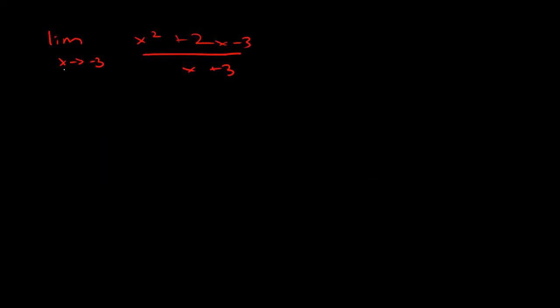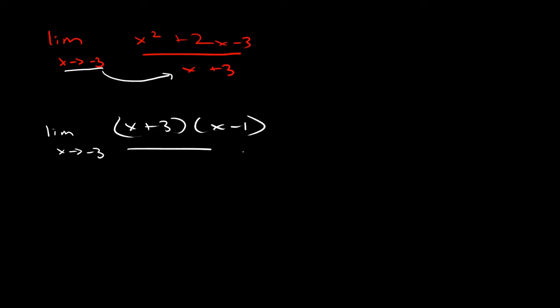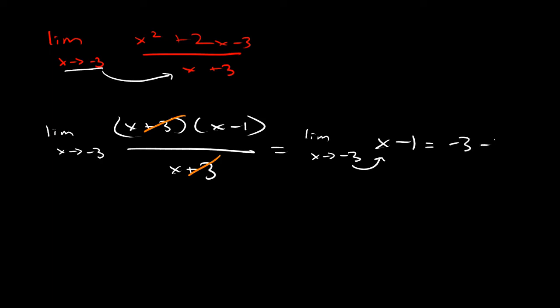Okay, well, we cannot just use direct substitution, plug in a negative 3. That does not work. So let's factor out the numerator. This just becomes lim x approaches negative 3, x plus 3 times x minus 1, all over x plus 3. We can see that x plus 3 cancels out. We're left with lim x approaches negative 3, and then expression is x minus 1. Now we can use direct substitution, and this is just negative 3 minus 1 is equal to negative 4.